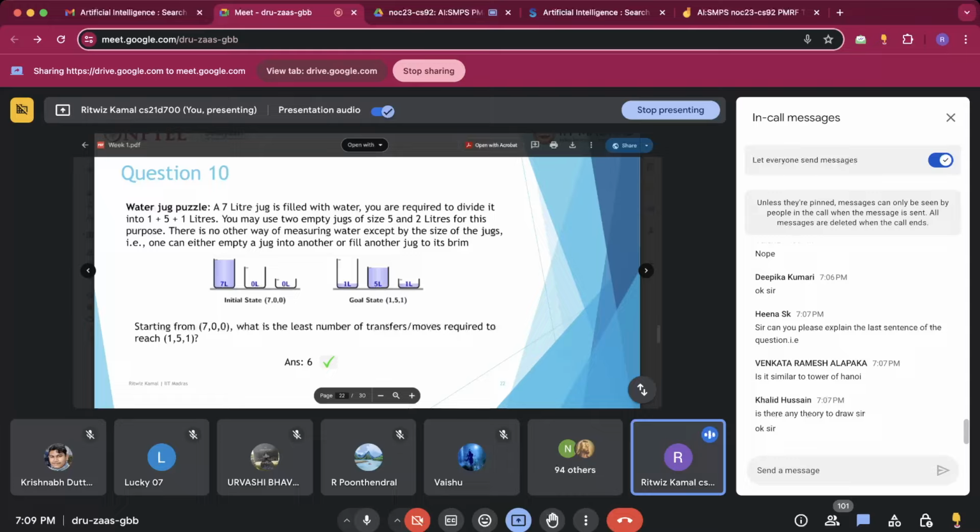The last sentence of the question says that one can either empty a jug into another or fill another jug to its brim. It's like what I said, right? You cannot take out any specific portion of water from a jug. You can either completely pour out a jug into another jug until it is completely full, which is what is meant by filling another jug to its brim, which means the lid of the jar.